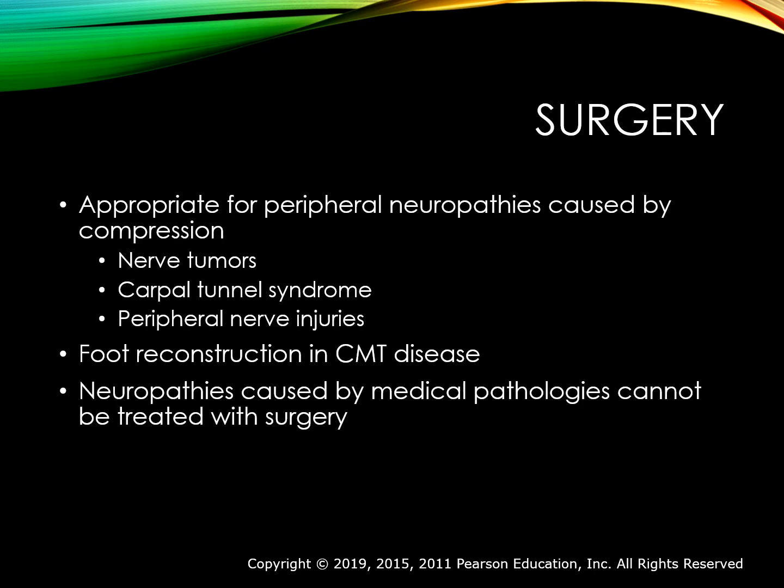Surgery. Surgical intervention may be appropriate when peripheral neuropathies are caused by compression, as in the case of nerve tumors, carpal tunnel syndrome, and peripheral nerve injuries. Patients with CMT disease may also be good candidates for surgery, especially for foot reconstruction to straighten crooked toes, flatten high arches, and stabilize ankles. Neuropathies caused by medical pathology such as diabetes cannot be treated with surgery.